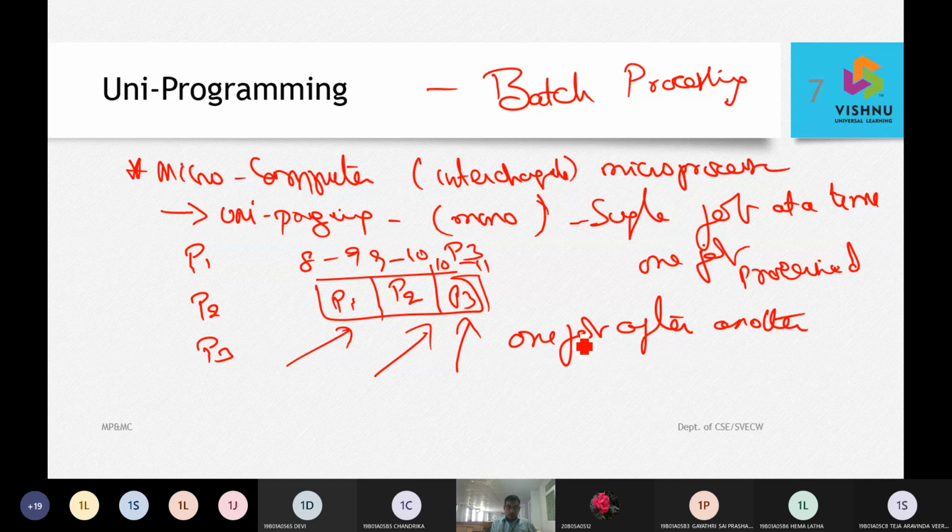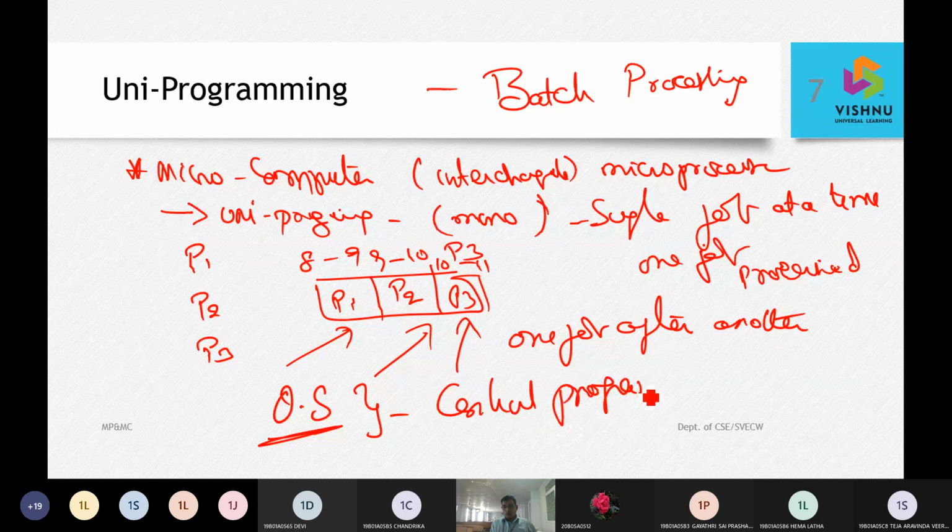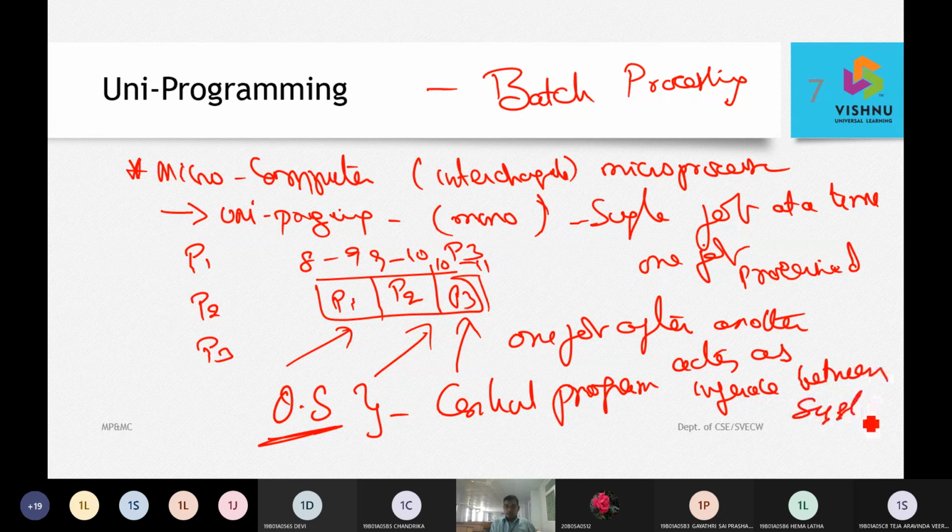So who is going to do this batch processing? It is going to be done by the operating system. So what is an operating system? It is a control program which acts as an interface between the system user and hardware. So this was the basic definition for the operating system. The operating system is a control program which acts as an interface between the system users and the system hardware.